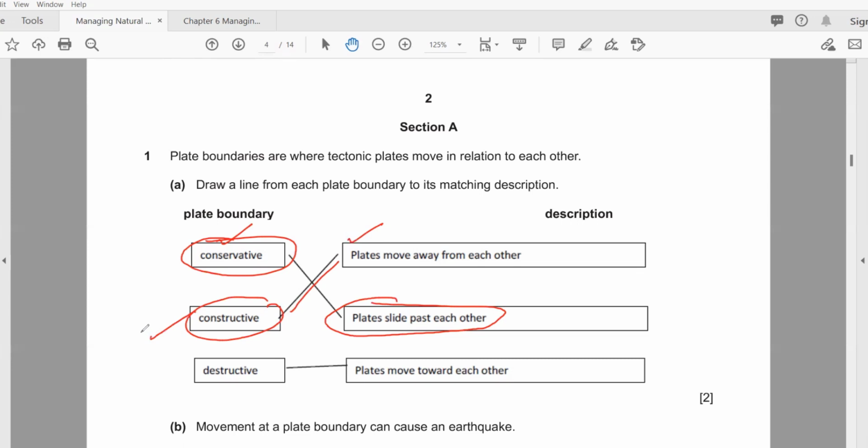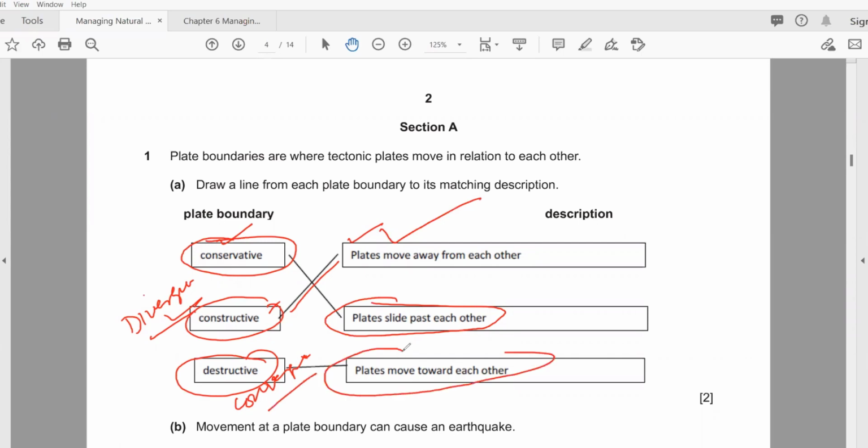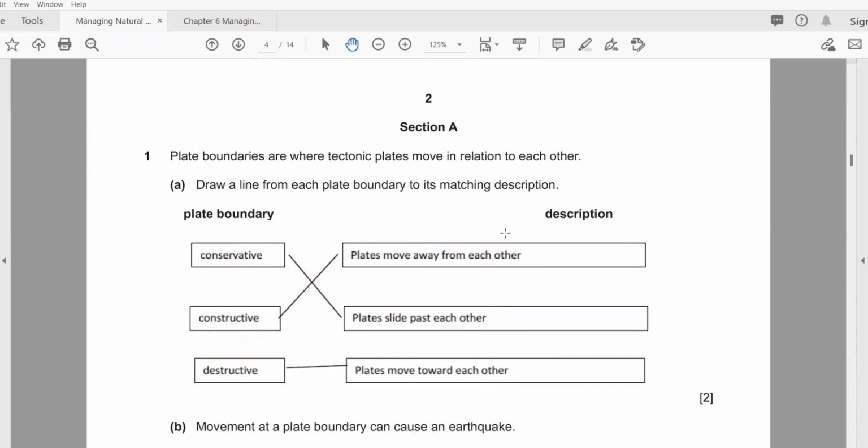What is the other name for constructive? Who will tell me? Anyone? The other name is divergent. And what is the other name for destructive? Convergent. Why divergent? Because in constructive, plates move away from each other. And why convergent? Because in destructive, plates move towards each other. So you should know this. These are the three types of motion.